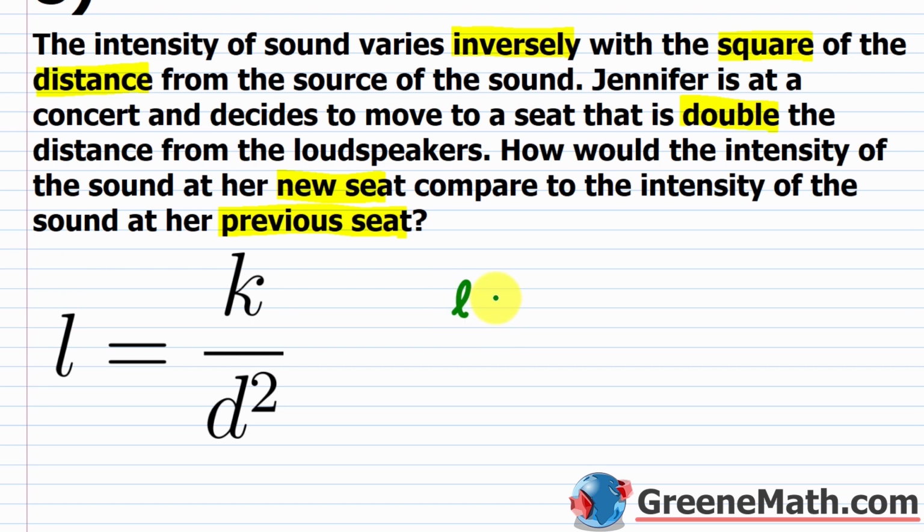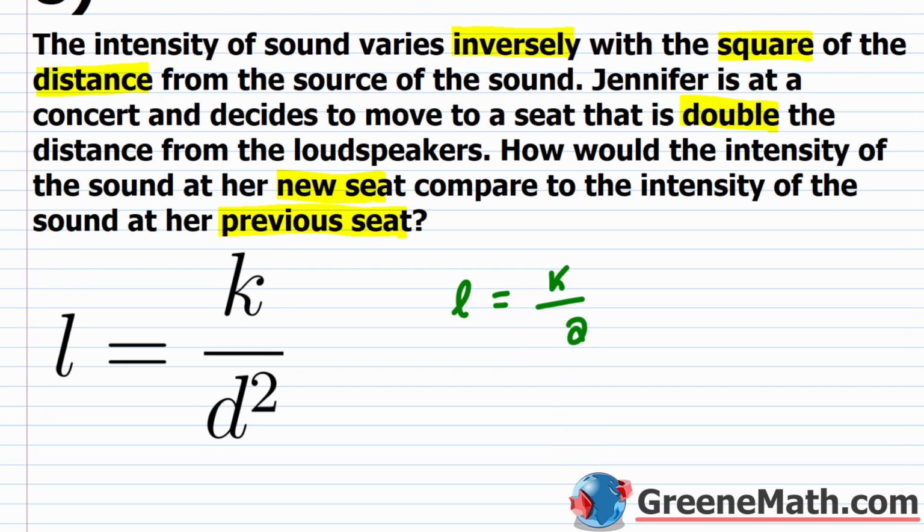So your L is equal to, again, if it's inverse variation, you have a K in the numerator and then your variables going in the denominator. So it says inversely with the square of the distance from the source of the sound. So we can use D for distance. And again, this is squared, so this is just D squared. So what you're going to end up doing, and this D looks like a 2.